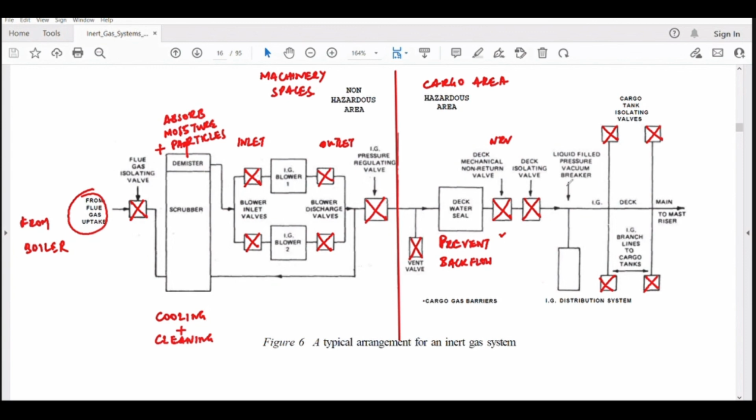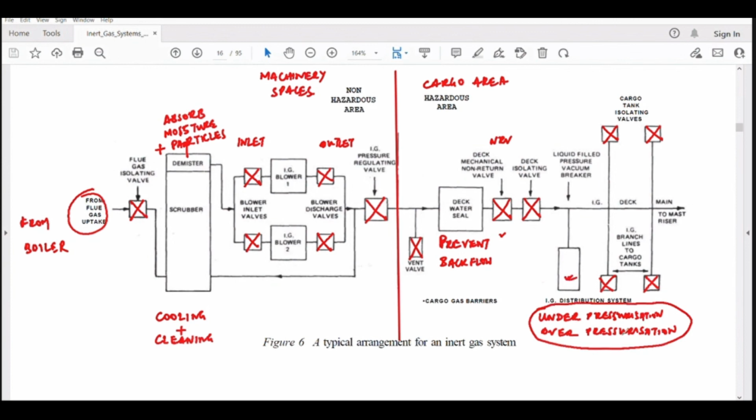The PV breaker is a SOLAS device. It is going to prevent under-pressurization or over-pressurization of the system. This is the purpose of the PV breaker.